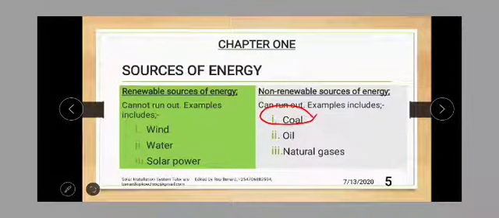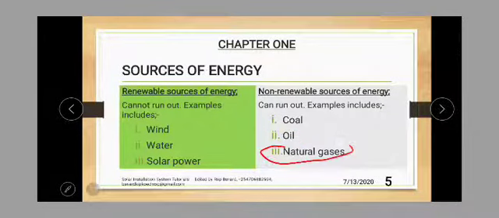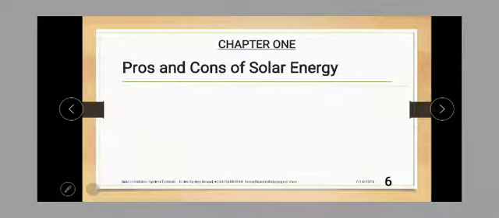Coal. We obtain charcoal from this, and when you use charcoal, you cannot reuse it. We have also oil. Examples of oil, for instance, are paraffin and petroleum, all the petroleums. Then the last one is natural gases. Natural gases, for instance, are biogas, methane gases and all those. So all these non-renewable sources cannot be reused. They cannot be renewed, not like renewable sources of energy.